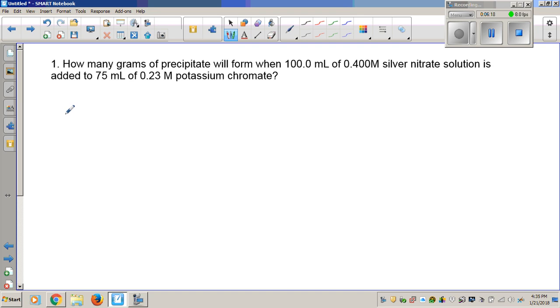So the first thing we're going to have to do is figure out what the balanced equation for this reaction is. So we're going to take silver nitrate, AgNO3, plus potassium chromate, K2CrO4. And you should know the charge of silver is +1, nitrate is -1, chromate is -2, and potassium is +1, so we need 2 potassium for 1 chromate.